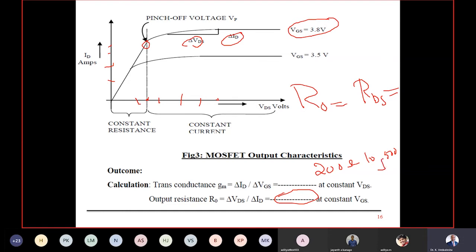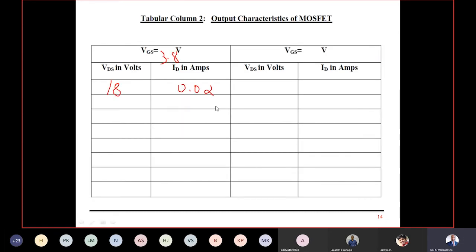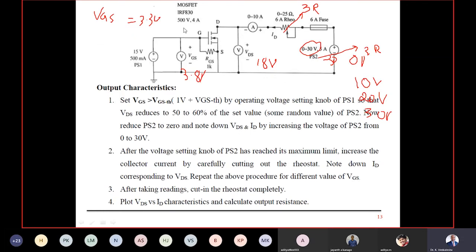Don't be afraid of this, because as far as the IRF830 is concerned, it is a 500 volt forward blocking voltage switch, and it will handle 4 amps. When you apply 500 volts and 4 amps, only then will it give the correct RDS. It's the rated current. When you take a switch of 500 volts and give a very small voltage of 30 volts, you don't expect the exact IRF830 RDS on, because we are conducting a small experiment where we want to know how to conduct the experiment, nothing else.